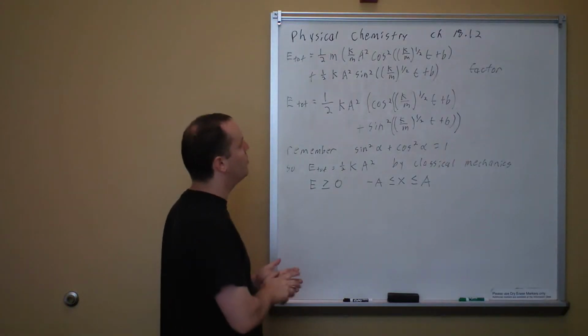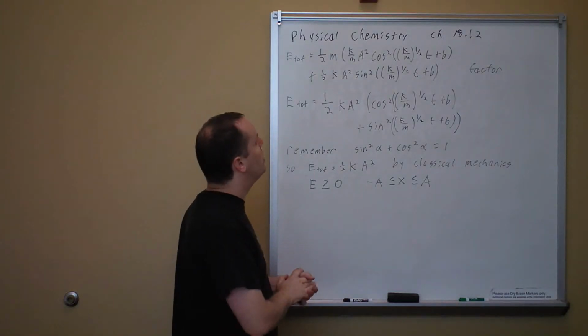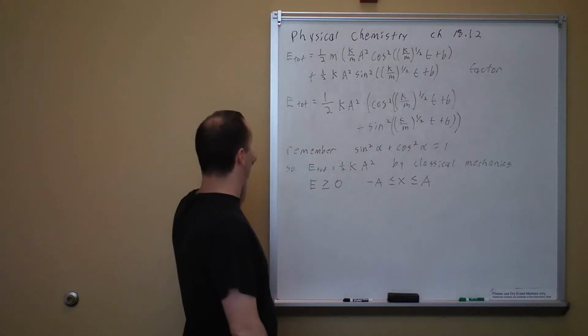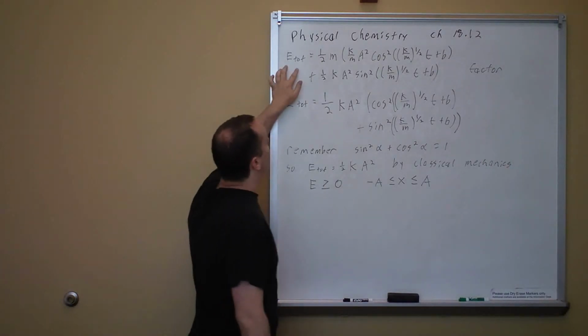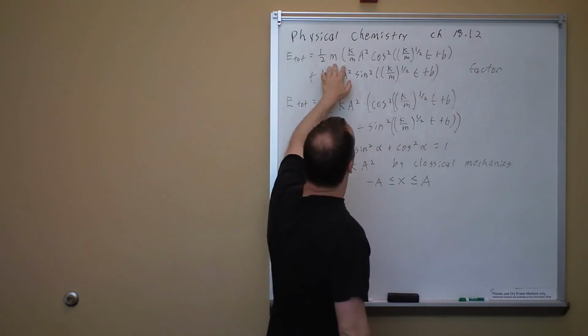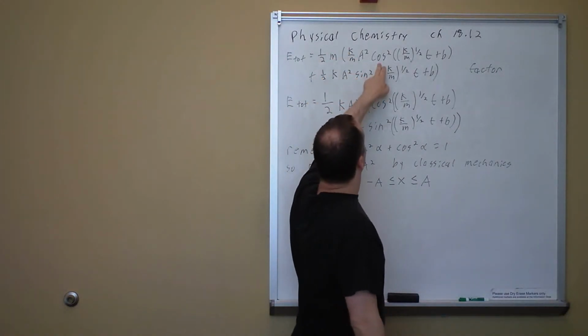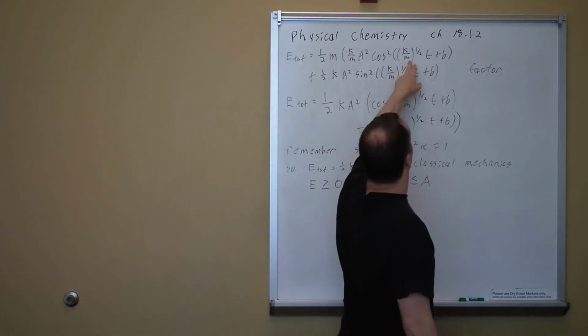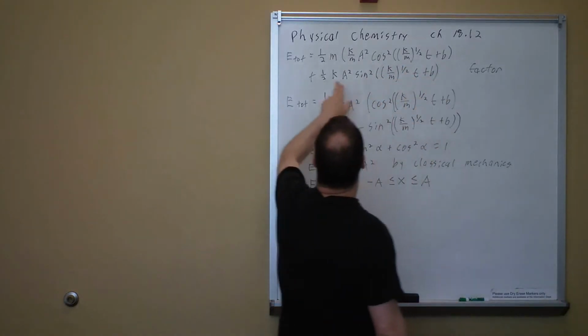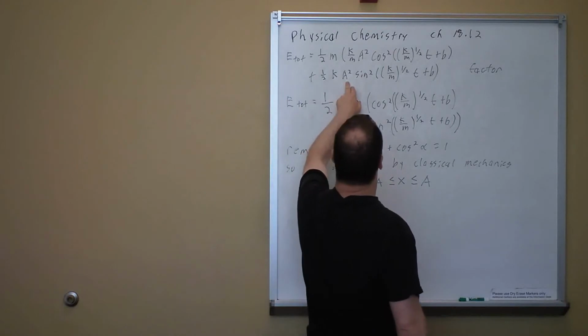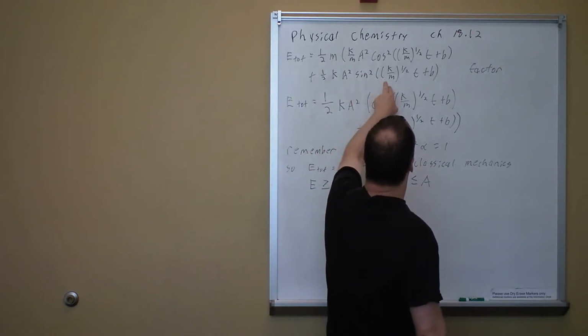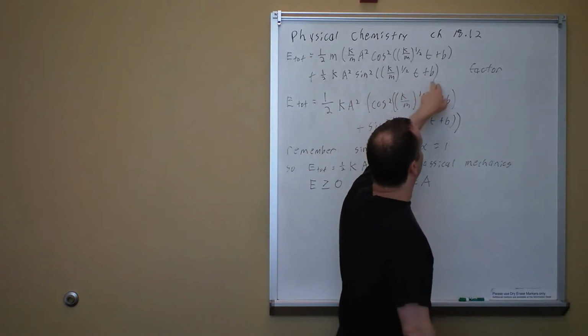Okay, continuing on physical chemistry, chapter 18, section 12. So doing those substitutions I talked about on the previous slide, we get the total energy is equal to 1/2 m times k over m times a squared times cosine squared of the square root of k over m times t plus b, plus 1/2 times k times a squared times sine squared of the square root of k over m times t plus b.